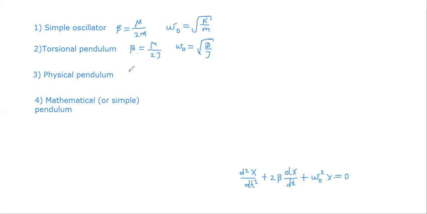So for the physical pendulum, beta is equal to mu divided by 2I, and omega zero, you can remember from our previous lesson, is the square root of mgr divided by I.